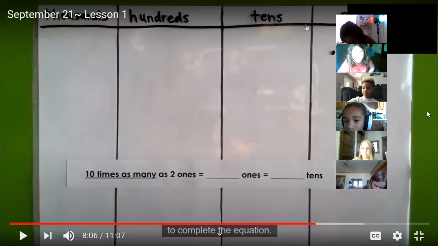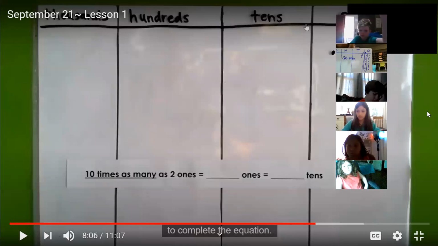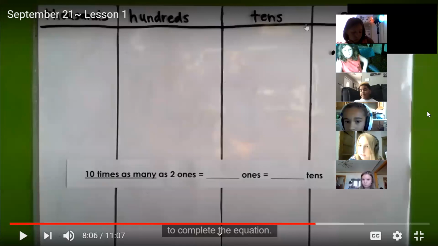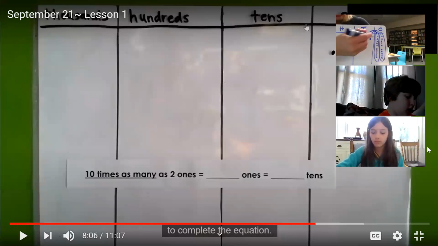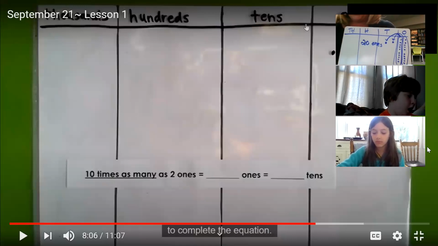Anyone? Can I make any more tens? Do I have enough ones, Sophia? Yes. So I can bundle these, Sophia, and that gives me another what? Another 10 ones. Yeah, so bundle. Good, another bundle. We're going to put another dot in the tens column.